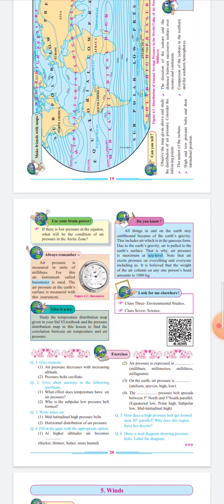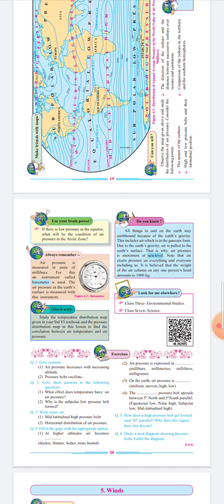In Arctic zone, how is the air condition? Arctic zone temperature is low, hence pressure is high. Always remember, students, air pressure is measured by barometer. Barometer is the instrument by which air pressure is measured. Study the temperature distribution map given in 6th standard textbook, distributional maps.